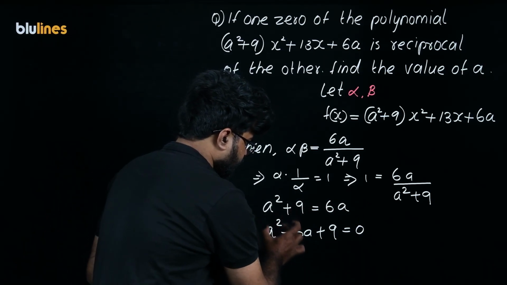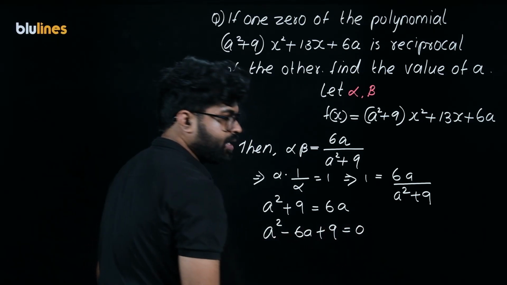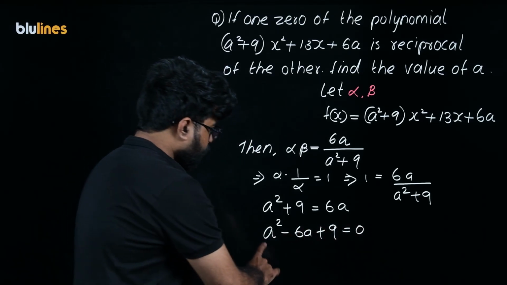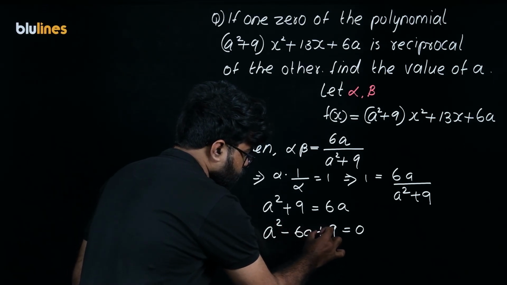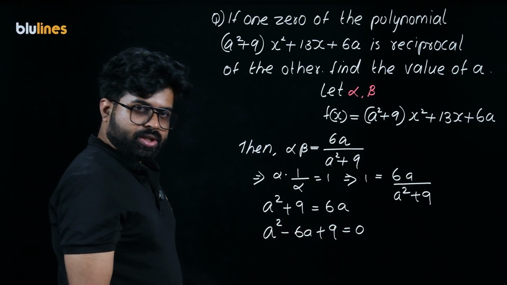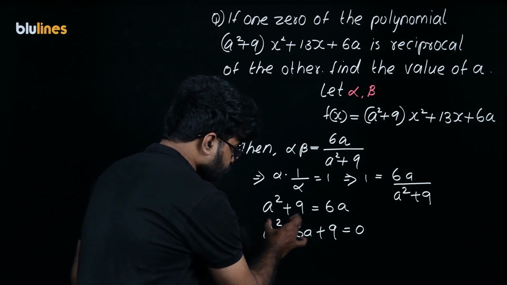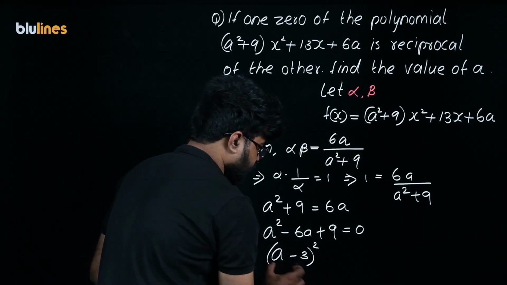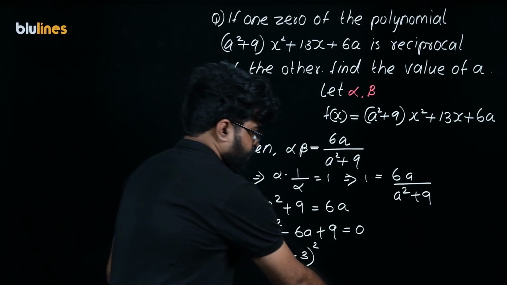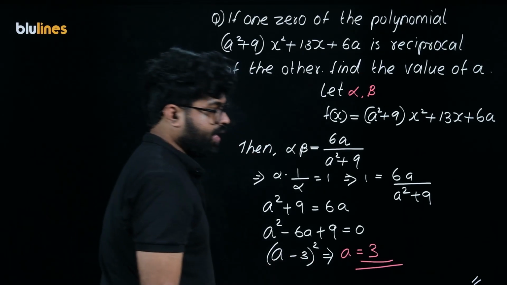So we have a squared minus 6a plus 9 equal to 0. But we know this is of the form a squared minus 2ab plus b squared, which is the same as a minus 3 the whole squared. So we have a minus 3 the whole squared equal to 0, in which the value of a is equal to 3.